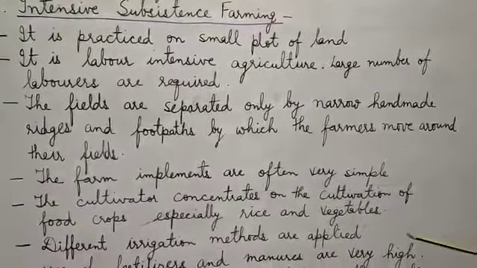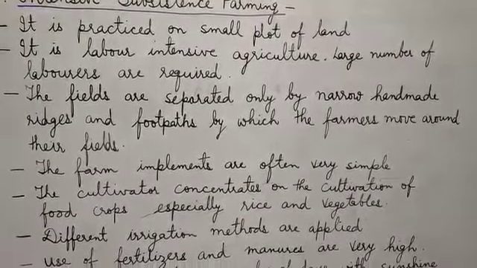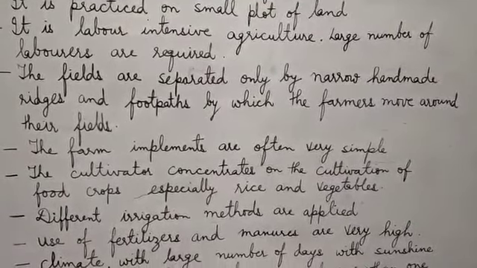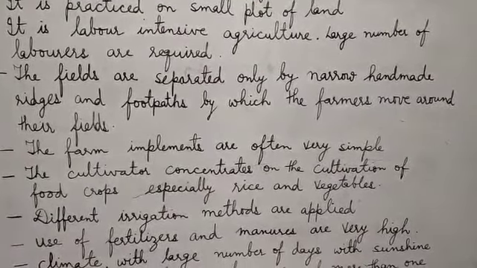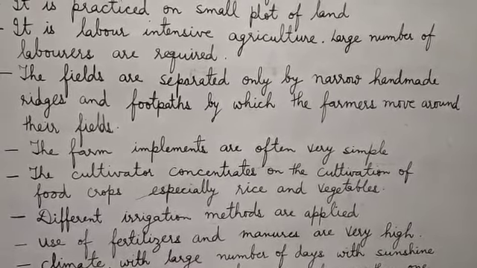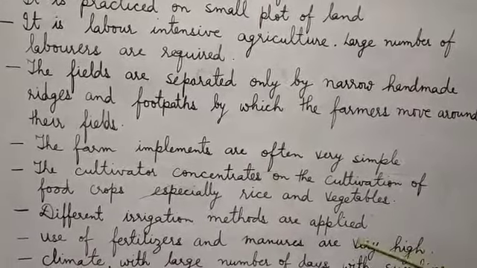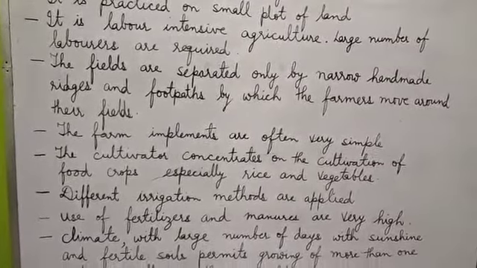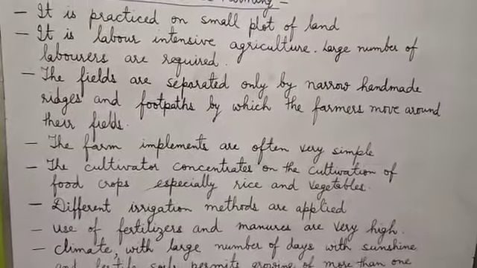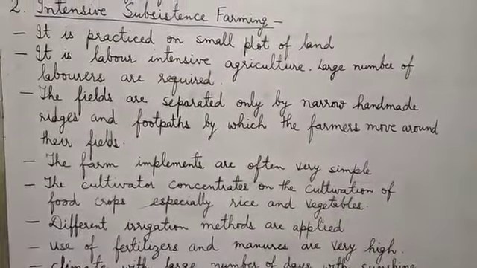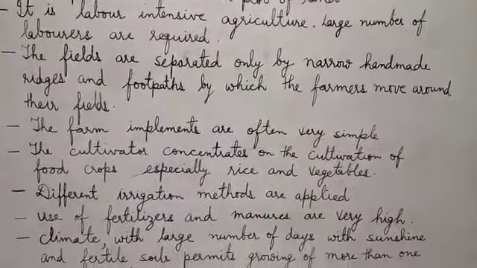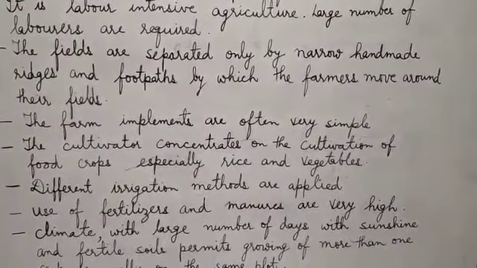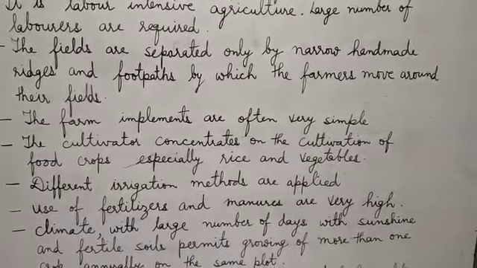Now next is, as I told you, the farm implements are often very, very simple. Simple tools are used in this kind of farming. The cultivators concentrate on the cultivation of food crops, especially rice and vegetables. But at the same time, they also grow maize, wheat, pulses, and oil seeds. These crops are mainly grown in this kind of farming.